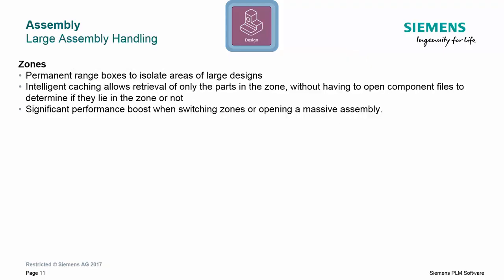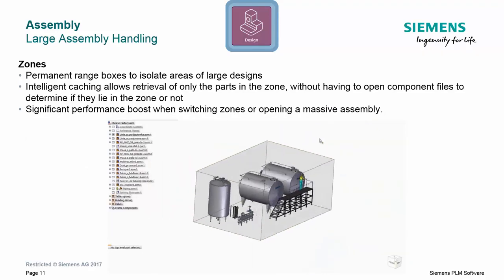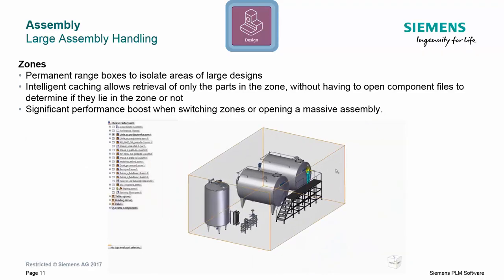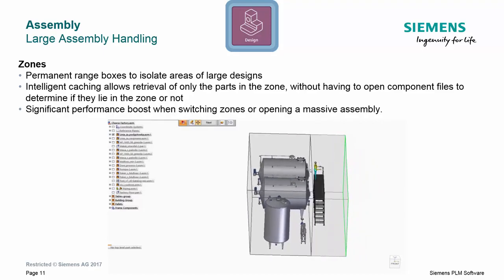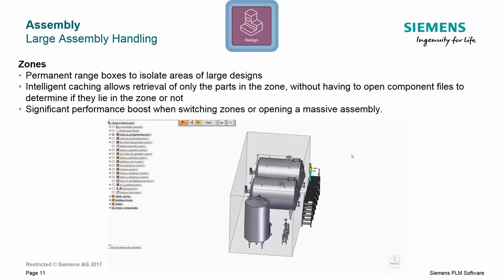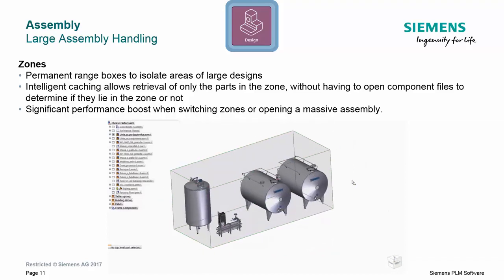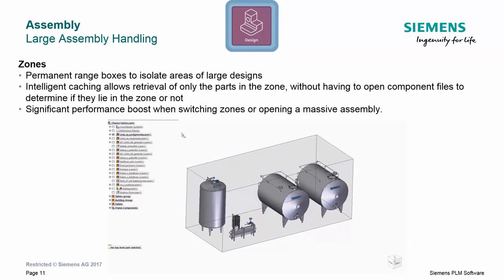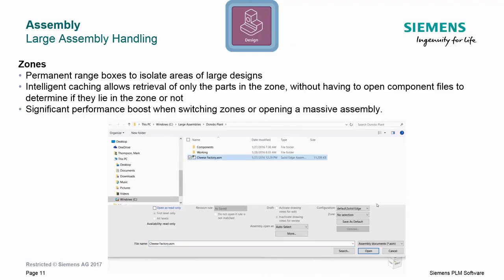First up, zones. Zones make working with large assemblies even more manageable and add to improved performance. Zones allow designers to define a permanent range box to isolate areas of large designs they are responsible for. It doesn't matter whether the parts included in the zones are part of the same assemblies or subassemblies. As long as they're in the viewing area of the zone box, they'll be shown. Once created, using zones to open large assemblies is a great way to access a specific section without needing to fully load the entire assembly.